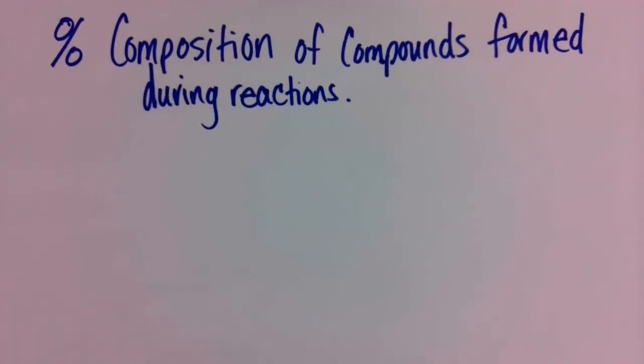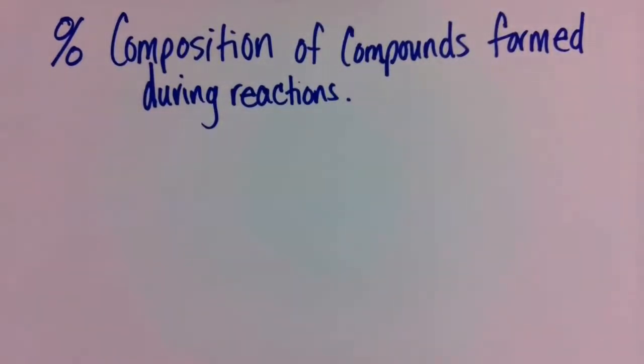Okay, folks, so here we were talking about percent composition of compounds. And you are used to looking at the chemical formula of a compound and figuring out the percent composition of each individual element. Well, I'm here to tell you that you can also figure out the percent composition of elements within a compound, thinking about how these compounds are formed during reactions. So in reactions, we have substances that combine and form new substances.